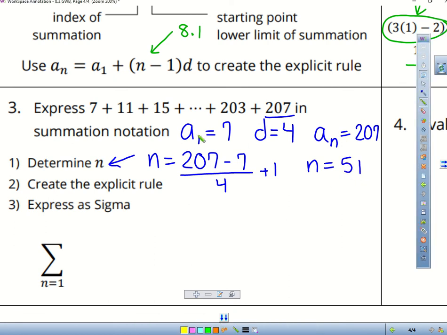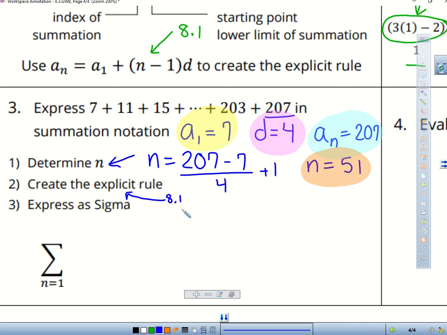So now I have a1, I have d, I have an, the last term, and I have n. Now we know the last term is the 51st term. Okay? We know that information now. So next thing you want to do is create an explicit rule. This is taking you back to what we did in 8.1.